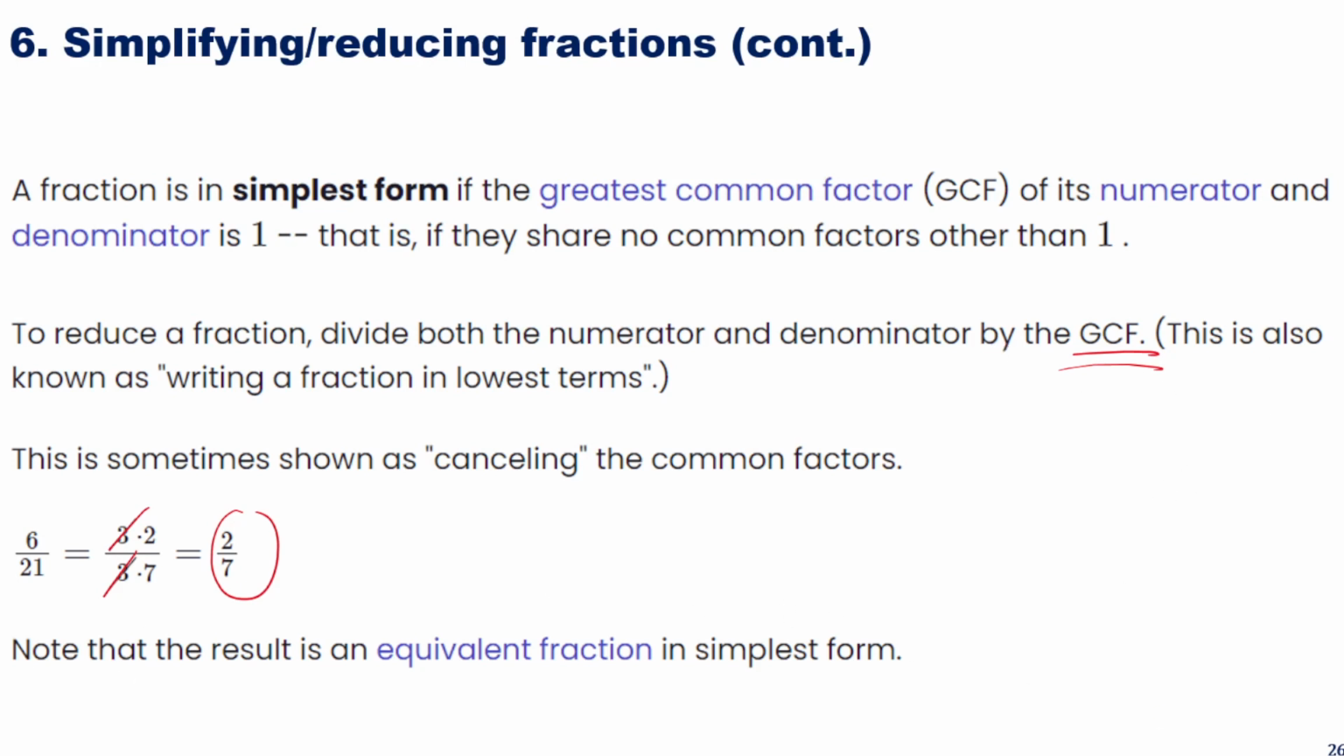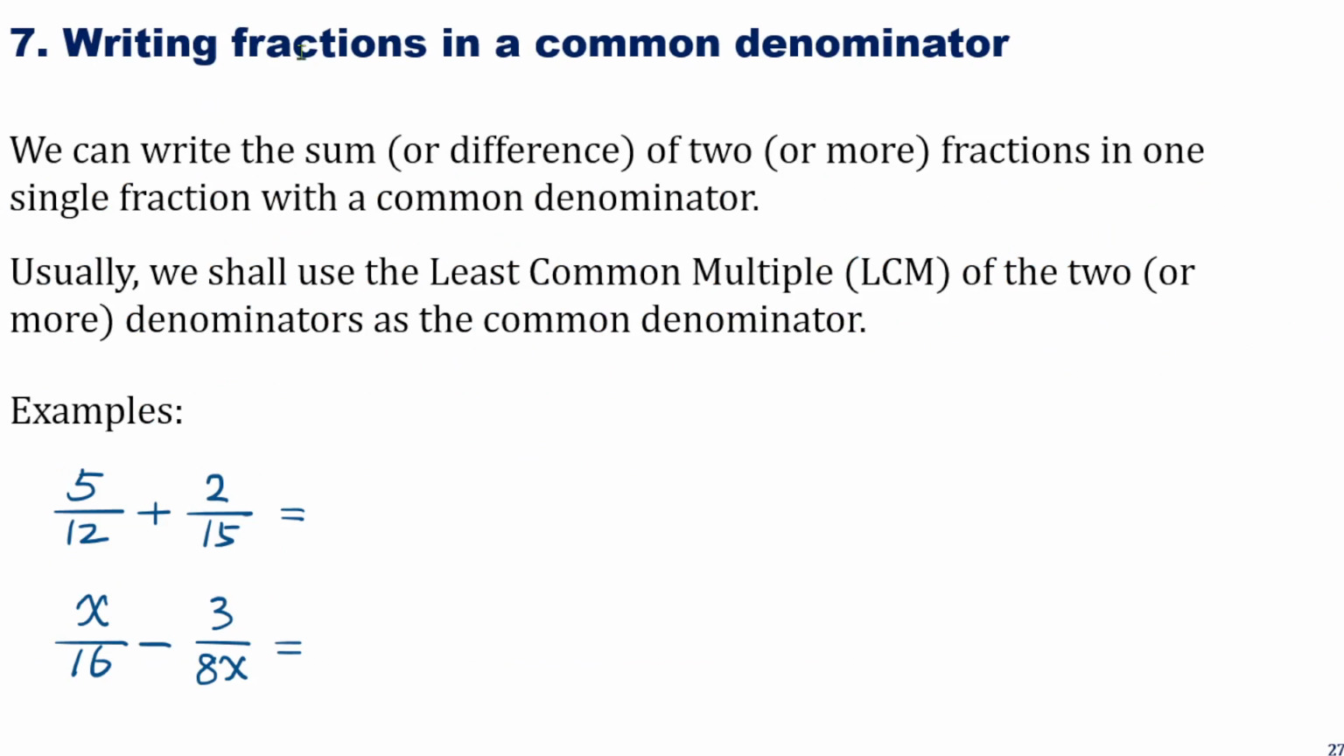All right, let's have a look at the next concept, which is writing fractions in a common denominator. Sometimes we can write the sum or difference of two or more fractions as one single fraction with a common denominator. Usually, we shall use the least common multiple of the denominators as a common denominator. For example, 5/12 plus 2/15.